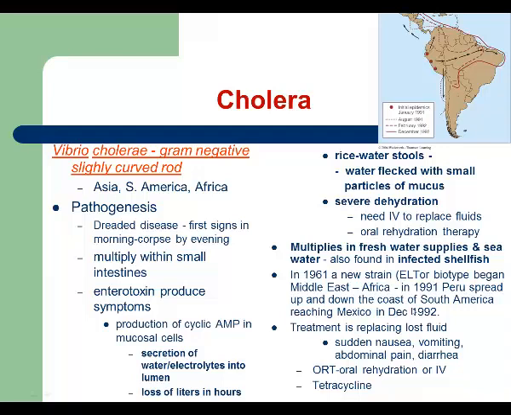Symptoms of cholera: sudden nausea, abdominal pain, vomiting, severe diarrhea. Actually, the stool of those patients has a very specific look. We call it rice water stools. Why do we call it rice water stools? Because that stool is clear, looks like water, with pieces of mucus from the gastrointestinal tract, and those pieces of mucus look like pieces of rice.